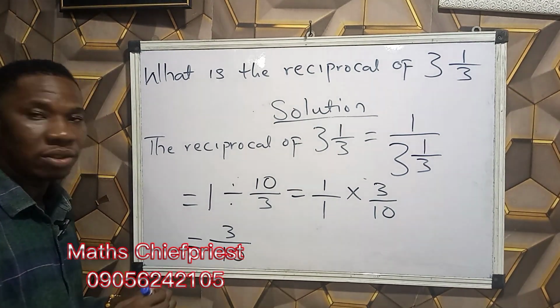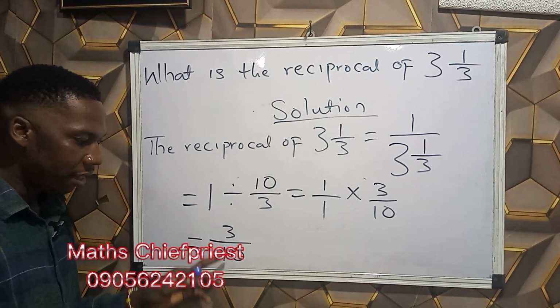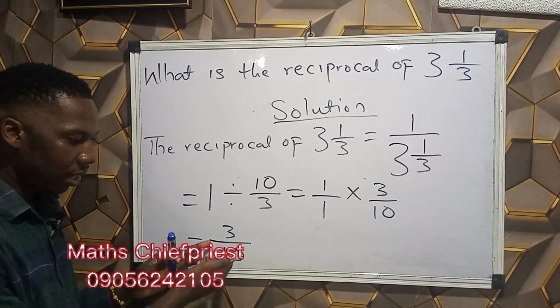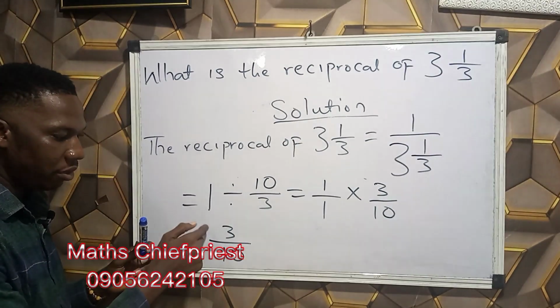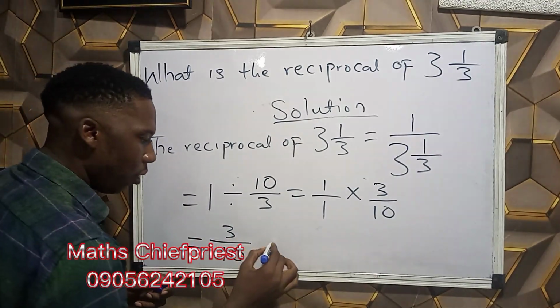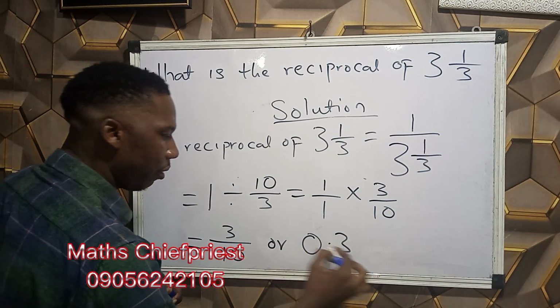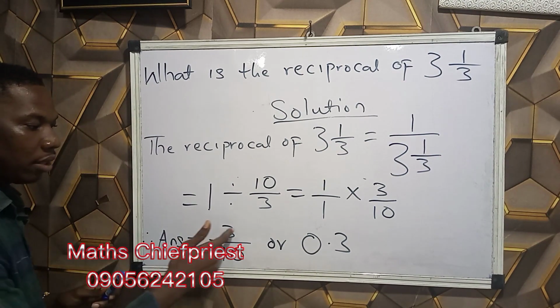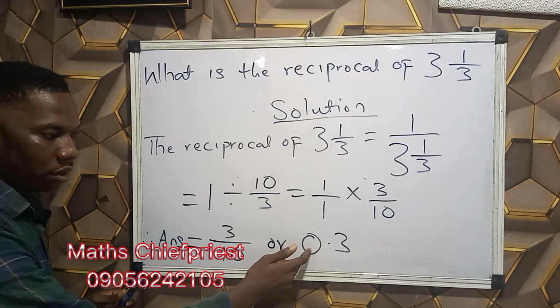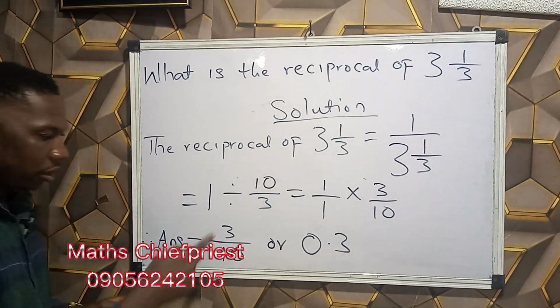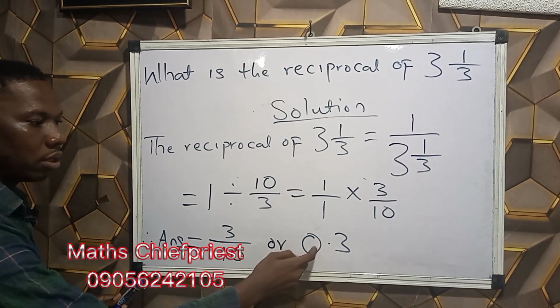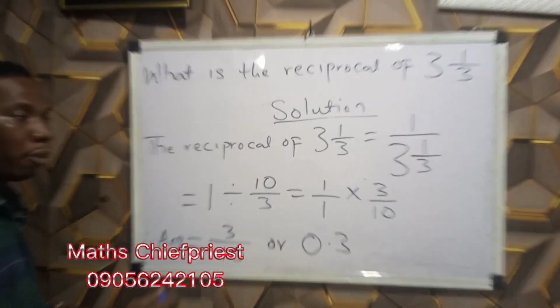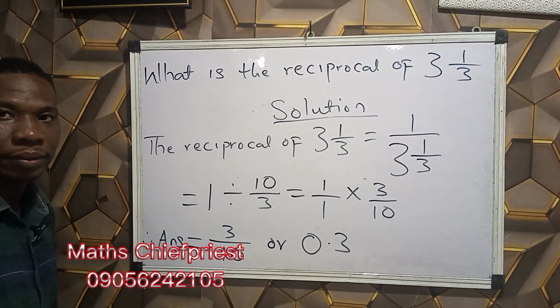Yes. But you can still change it to a decimal because this is over 10. Over 10 is the same thing as taking this 0, putting it at the front, which would be 0.3. Therefore, the answer is 3 over 10 or 0.3. Therefore, the reciprocal is the inverse of it.